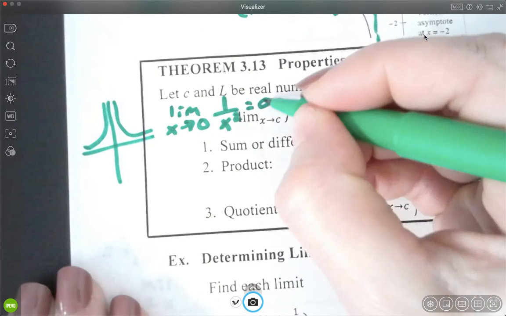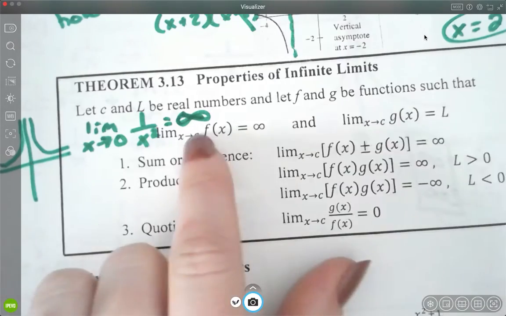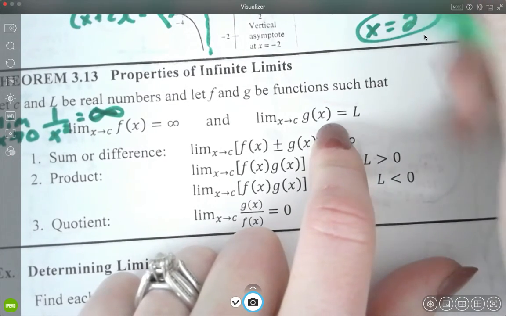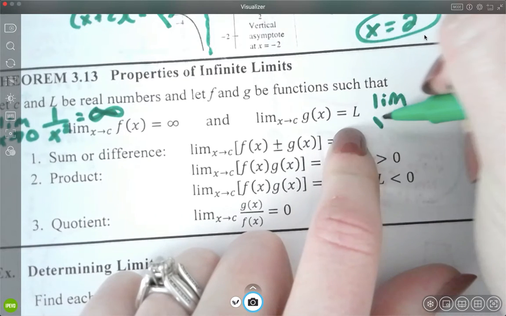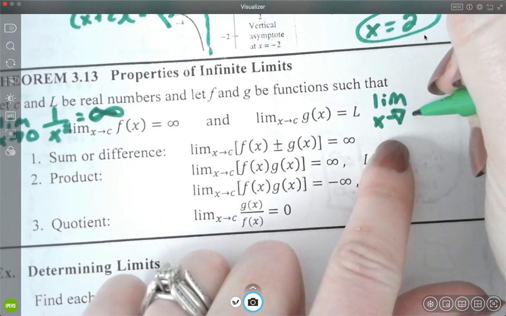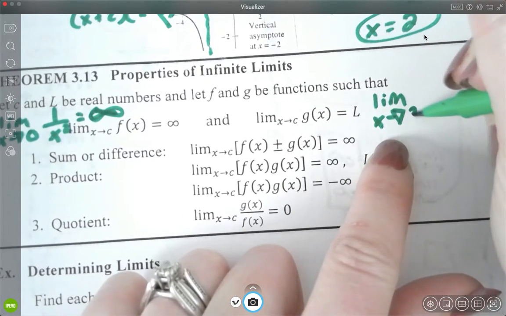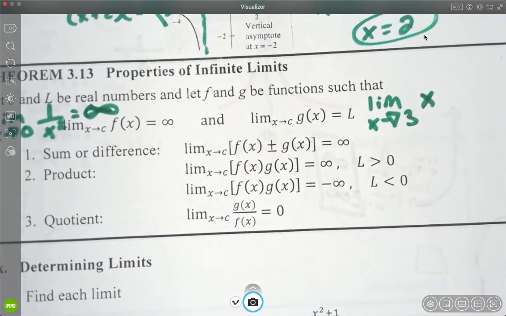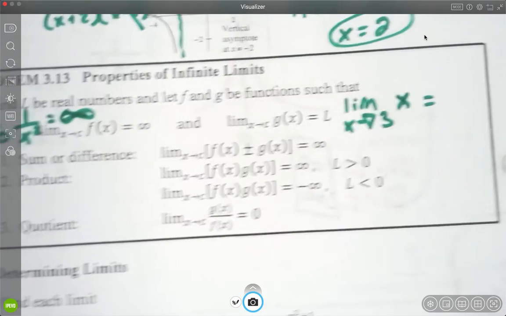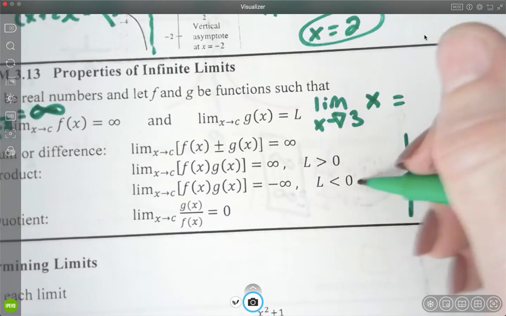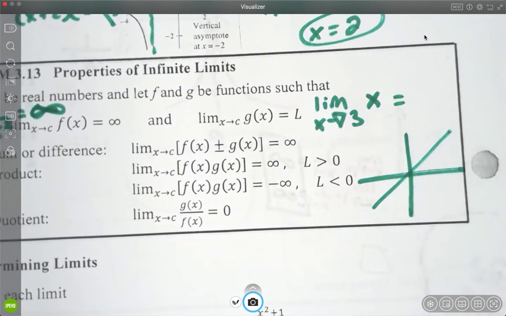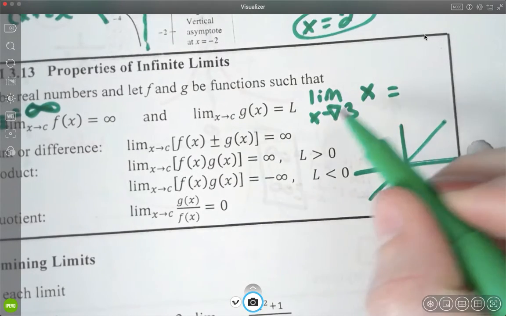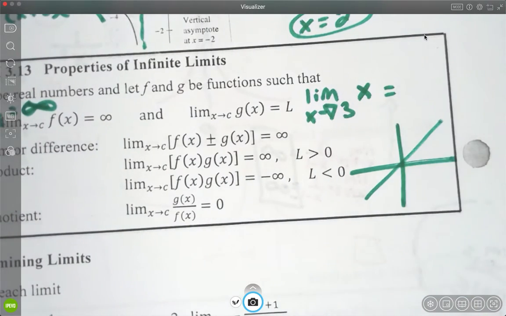Okay. And let's say instead I also have something else, right? Let's say I have the limit as x goes to, let's say, 3 of x, right? What does x look like when you graph it? It looks like a line, right? y equals x is that line. So, how do I figure out its limit? What's the limit as x goes to 3 of x?